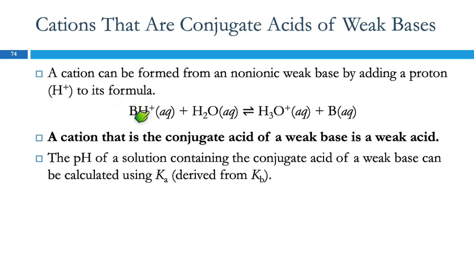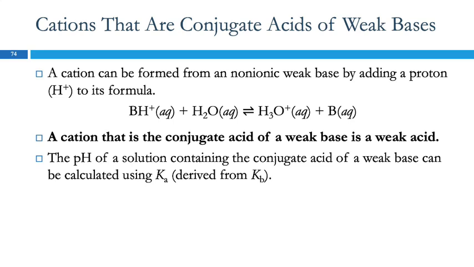So this can act as a base. The pH of a solution containing the conjugate acid of a weak base can be calculated using Ka, which you would have to derive from Kb.